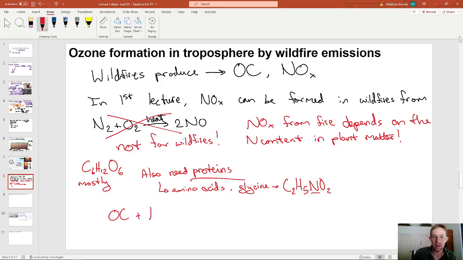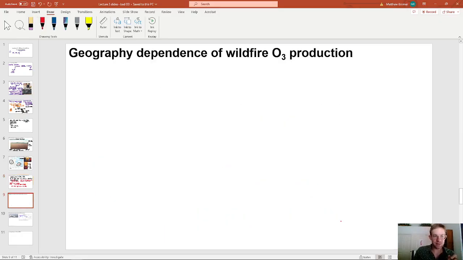The organic carbon reacts with the NOx, reacts with light, and with O2, and forms ozone and HNO3. So the process is basically the same chemistry, same everything. There's just some slight differences here. So let's talk about geography dependence of ozone production from wildfires.